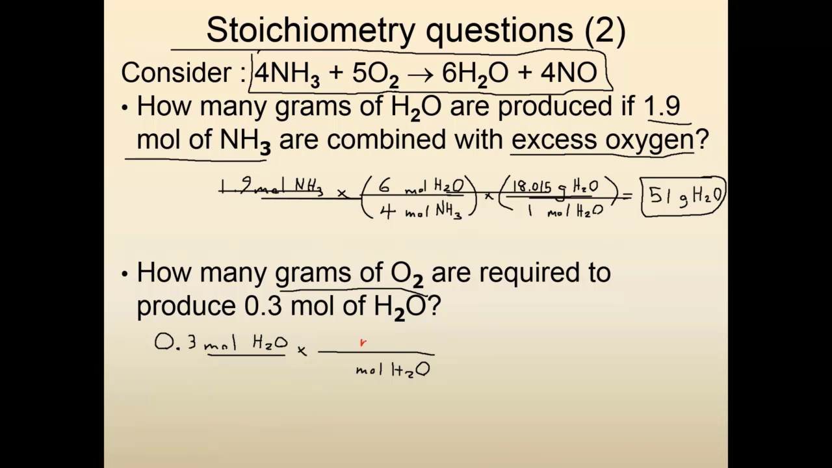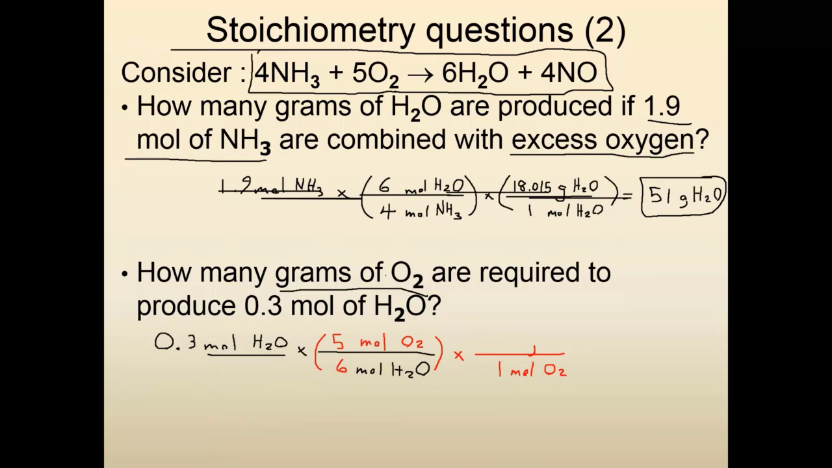Moles of O2. And what's the ratio? What numbers on top and bottom? I think 5. Okay. And on bottom? I think 6. Yep, 5 to 6. Very good. And then what goes in the bottom of the next conversion factor? 1 mole O2. And then what goes on the top? 18.02 grams H2O.